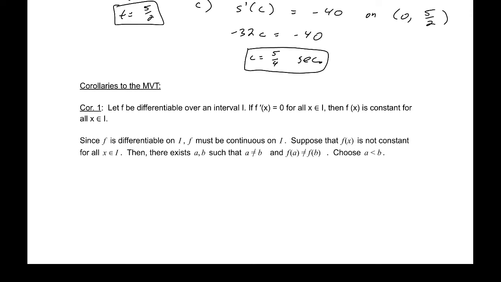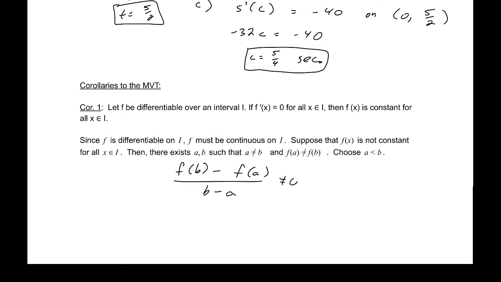All right, so suppose this function is not constant, but it is differentiable and continuous. Then there are 2 points, a and b, such that a and b are not the same and the function values are not the same, if it's not constant. Well, that would mean we have f of b minus f of a divided by b minus a.